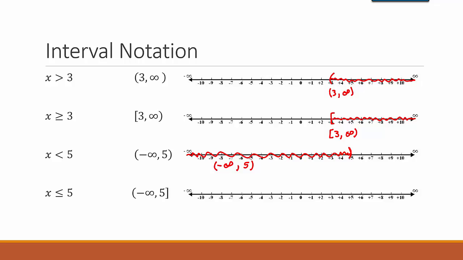Okay, so what about x is less than or equal to 5? Again, I have the or equal to bar. If I have the or equal to bar, then I use a bracket. So a bracket there, all the way out to negative infinity. When I'm writing in interval notation, I'm reading from left to right. So the first thing that I come to is my negative infinity. And going to the right, I stop at positive 5 with a bracket. So that would be my interval notation for that inequality.